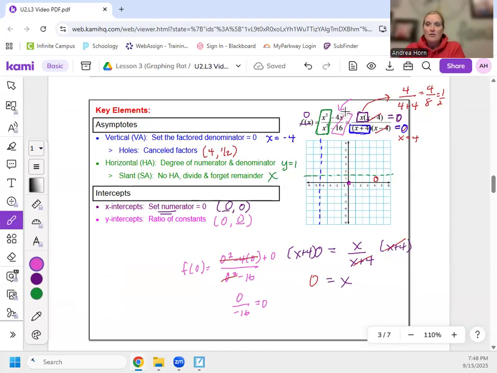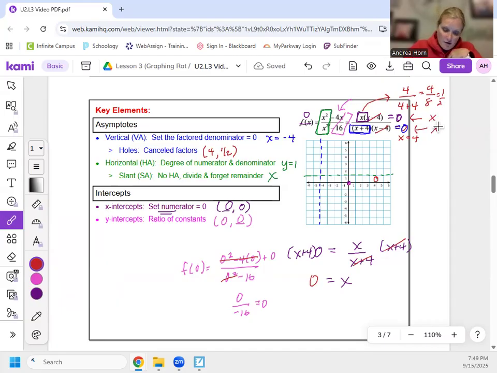Now, what I do want you to notice is that all of the x information comes from horizontal information, and it comes from the factored form. So I get my x-intercept from the top, setting the top of the factored version equal to 0. I get my vertical asymptotes, which is x equals, by setting the bottom equal to 0. So both of these have to do with x.